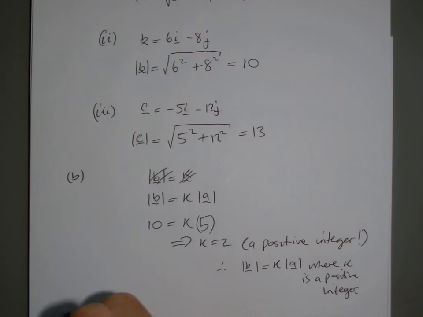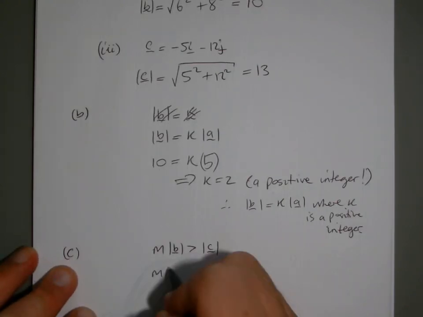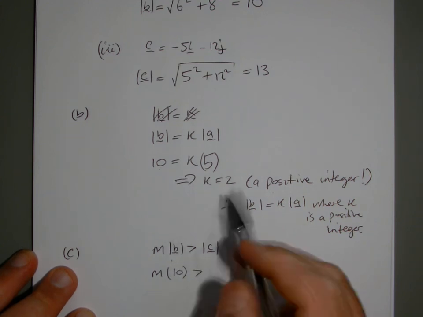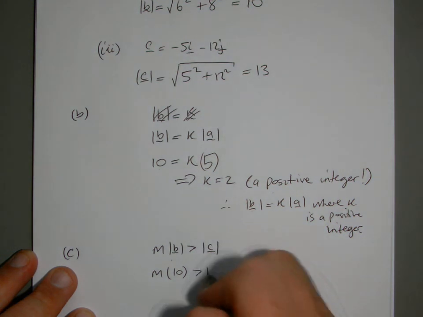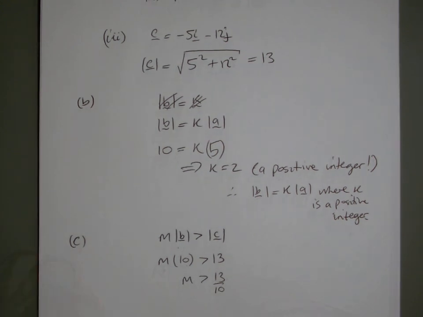Part c then: determine the range of values of m such that m times the size of b is greater than the size of c. Again, it's a case of substituting in what we know. The size of b was 10, we saw that, and the size of c is 13. So what are we going to do to get m on its own now? I've worked out the sizes of these two. To get m on its own, I've got to take that 10 over the other side, because I'm multiplying here. When I take that 10 over, I divide. So m has got to be greater than 13 over 10.